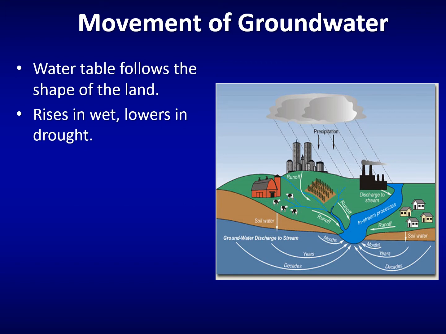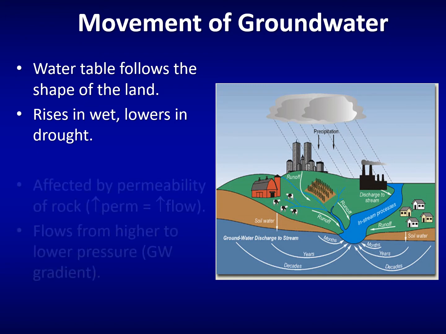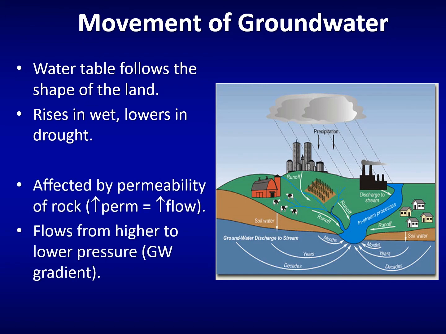The water table generally follows the shape of the land. It rises in wet conditions and lowers in drought conditions. And the groundwater is affected by the permeability of the rock. The more permeable the rock, the greater the flow of groundwater. And of course, groundwater flows from higher to lower pressure. So if you have a river in the area, groundwater will actually flow upward toward the river because that's the low pressure area, the area where water is being taken from the system. And so the groundwater gradient usually flows in that direction.